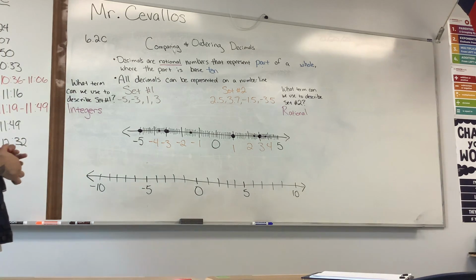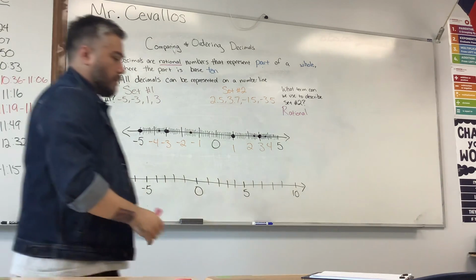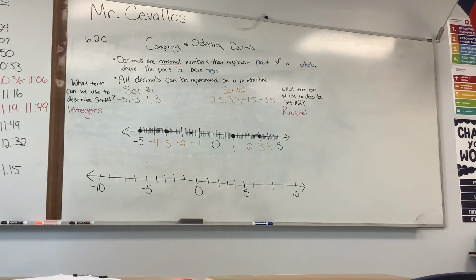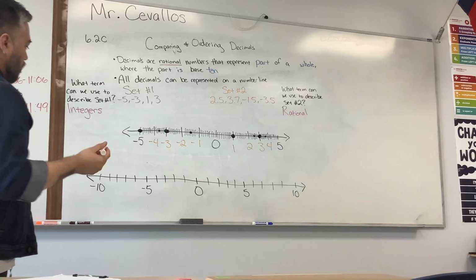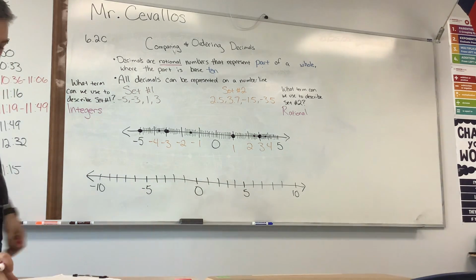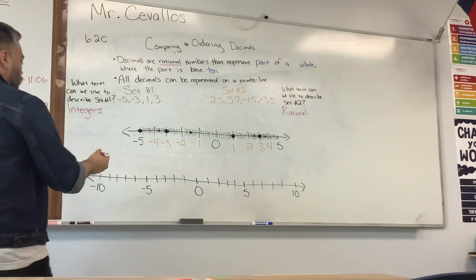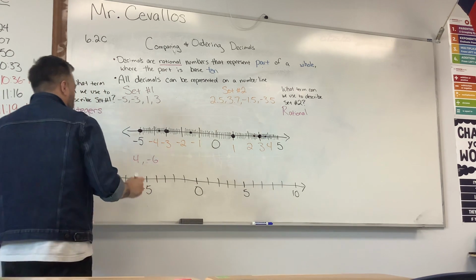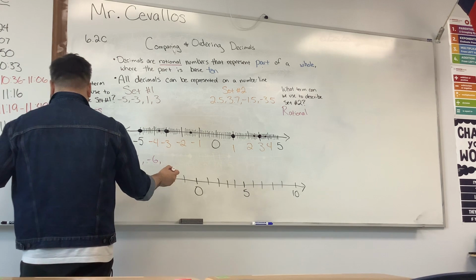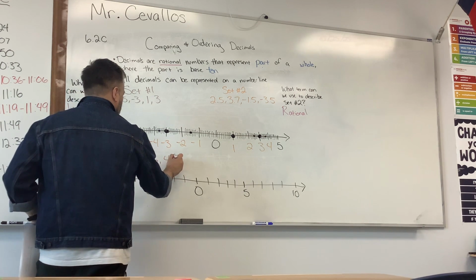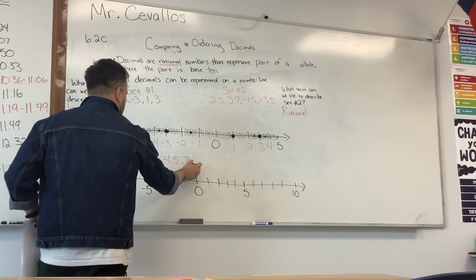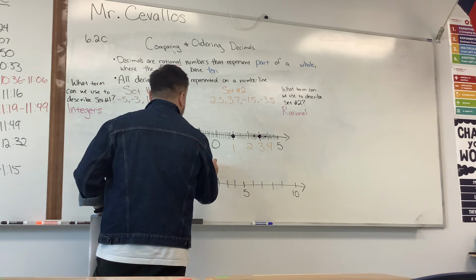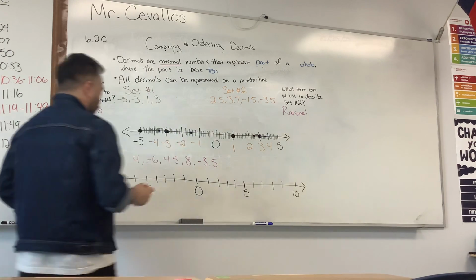Now, let's see how to order them, okay? Let's say I have a few numbers we're going to place on this bottom number line. Let's say I have 4, negative 6, 4.5, 8, and negative 3.5. Okay?